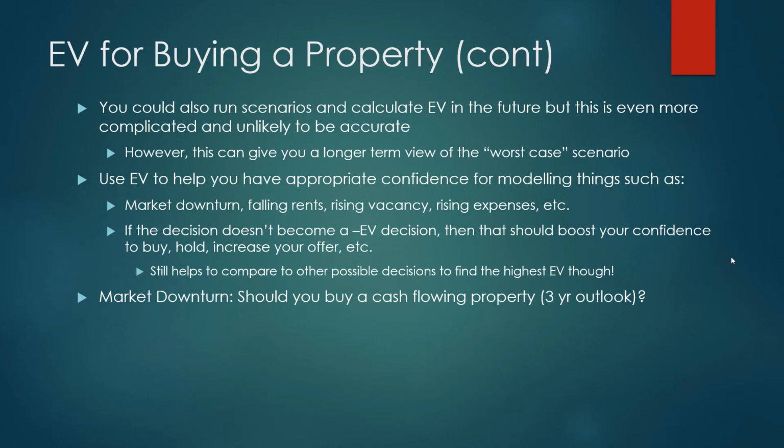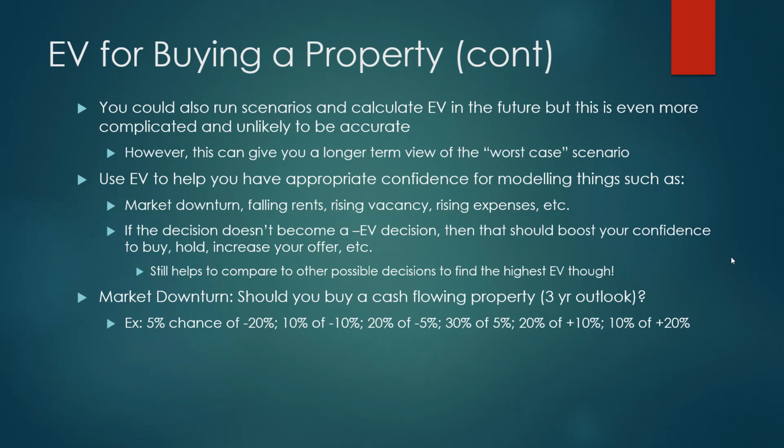Where's my numbers? Here we go. 3-year outlook, market downturn. There's a 5% chance of minus 20% in 3 years. Does everyone think that's reasonable in Fort Collins? People are like, no, it's going to go up. But 5% of the time in the next 3 years, do you think we could go down 20%? Is that more aggressive than you believe? Historically, that has never happened. Right. Historically, it's never happened.